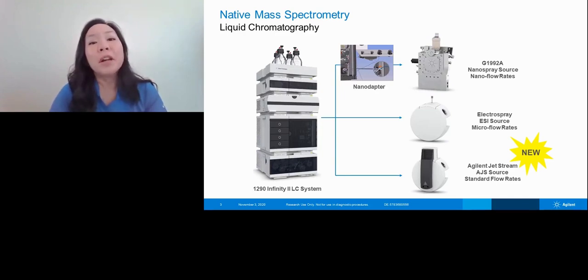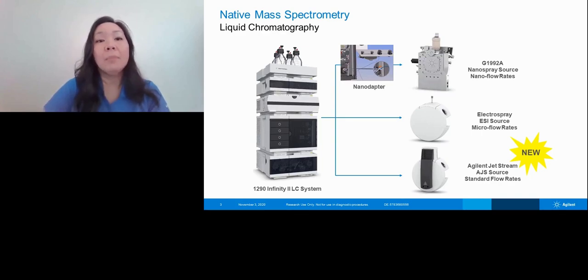So in my previous webinars, we talked about comprehensive approaches to doing native mass spec. Here we're just looking at the liquid chromatography introduction of these proteins under biological pH 7. Here we're using a 1290 Infinity 2 LC UHPLC, and you can do it one of three ways actually. The traditional way is by doing it with nano ESI. On the top, you can see the nano adapter, which converts the high flow to nanoflow, and you can interchange it with the G1992A nanospray interface.